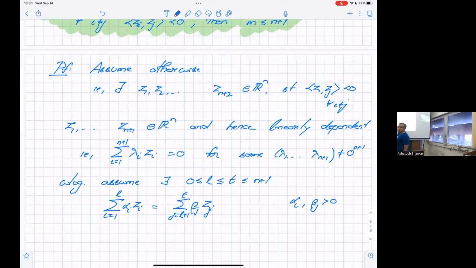Without loss of generality, we can assume L is the one which is positive. Okay, so this is some non-zero combination. This could be a zero combination.